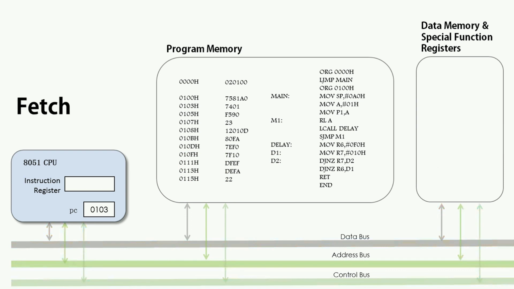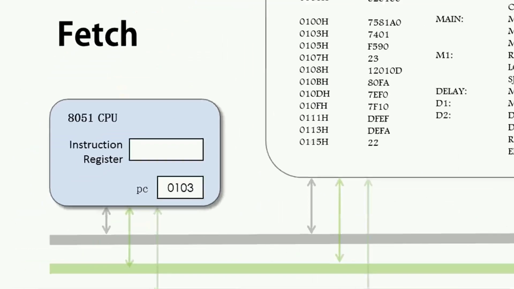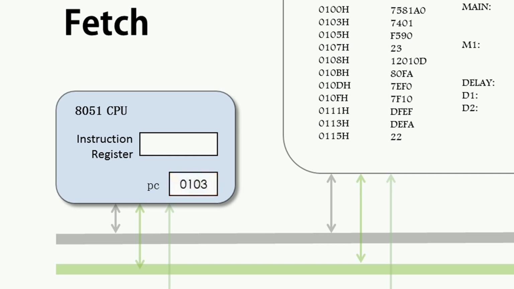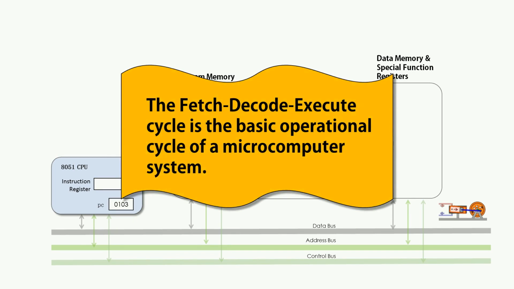The CPU goes back to the fetch cycle. Where to fetch the next instruction? It is indicated by the program counter. The fetch, decode, execute cycle is the basic operational cycle of a microcomputer system.